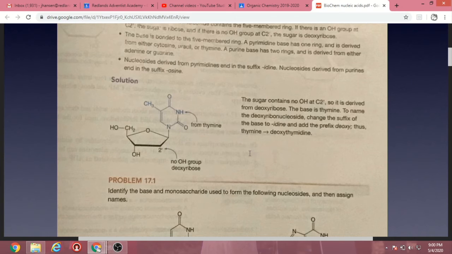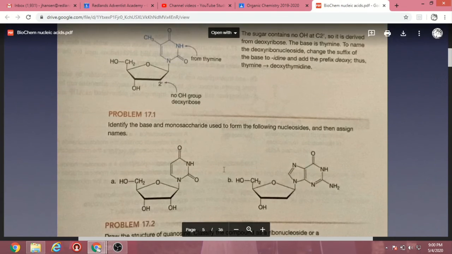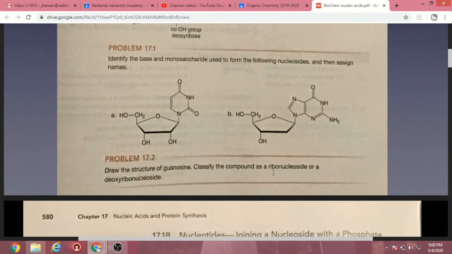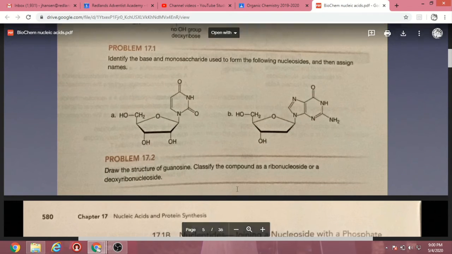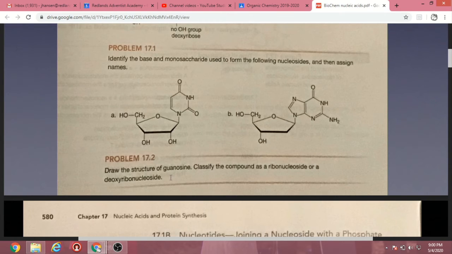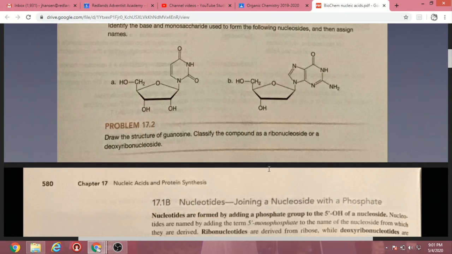So here's 2 for you to try and do on your own. Also, they give you the opportunity to draw one, so I'll be looking for that in your homework, so that you can draw guanosine and also classify it as either a ribonucleoside or a deoxyribonucleoside.